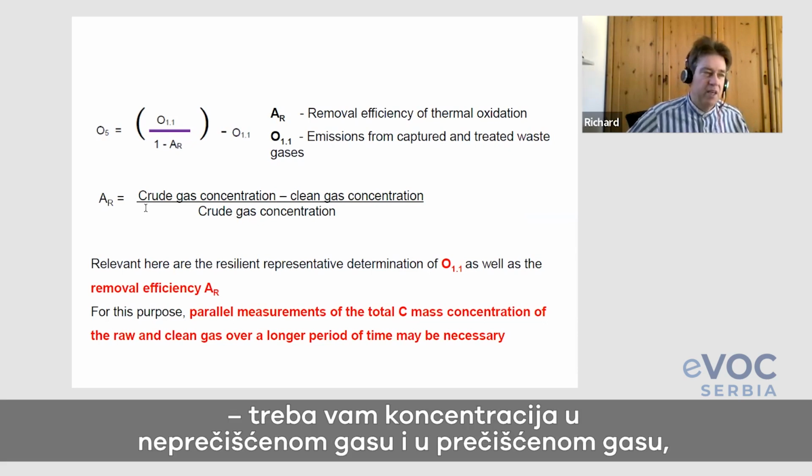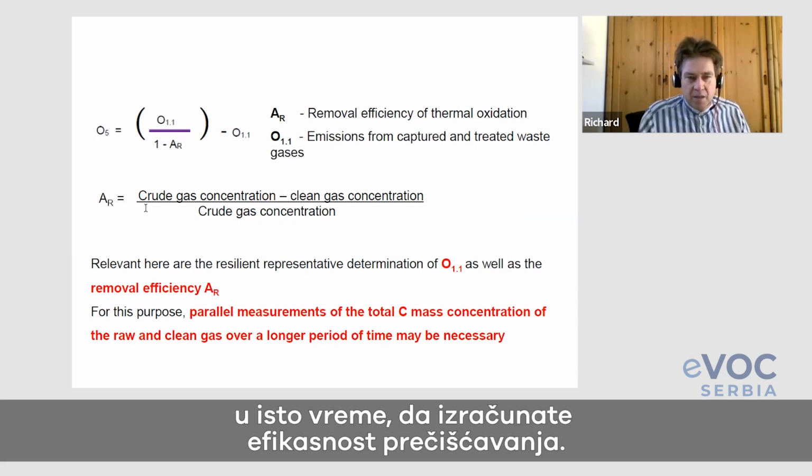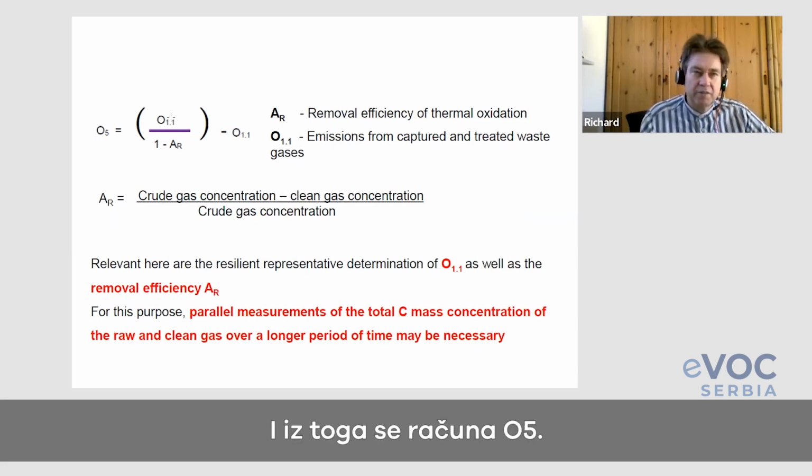So you need crude gas and clean gas measurement at the same time. So you can calculate that abatement efficiency. And that, together with the measured values, you can calculate O5. You will see examples now.